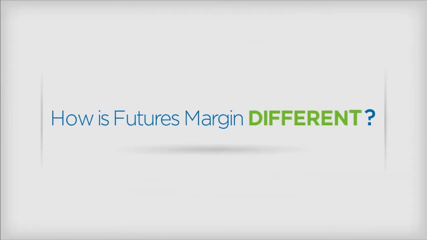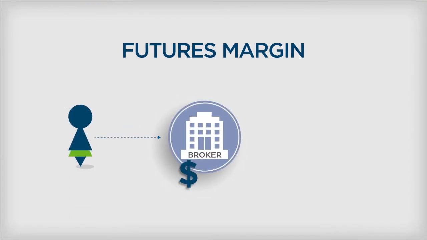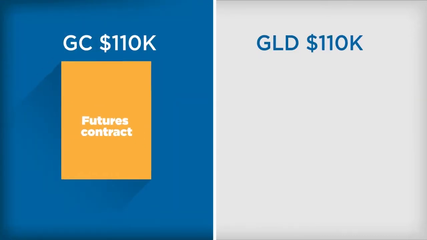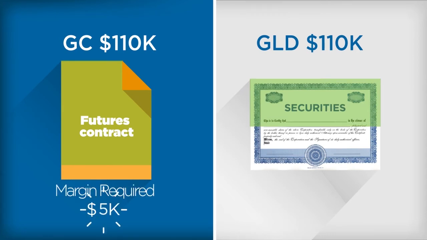So how is futures margin different? Futures margin is the amount of money that you must deposit and keep on hand with your broker when you open a futures position. It's not a down payment, and you don't own the underlying commodity. The good news is that futures margin generally represents a smaller percentage of the notional value of the contract, typically 3 to 12% per futures contract, as opposed to up to 50% of the face value of securities purchased on margin.